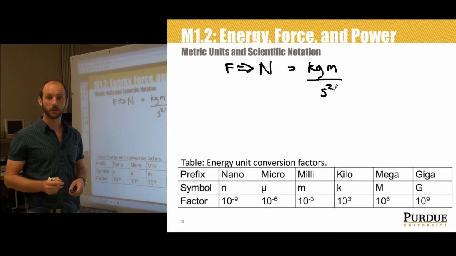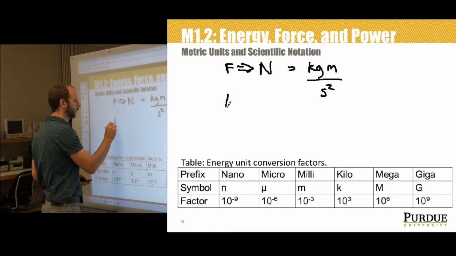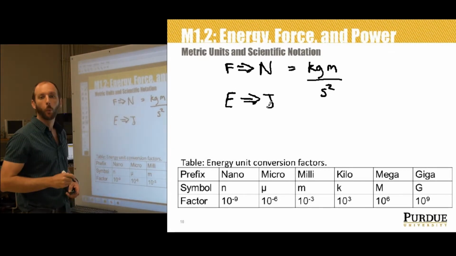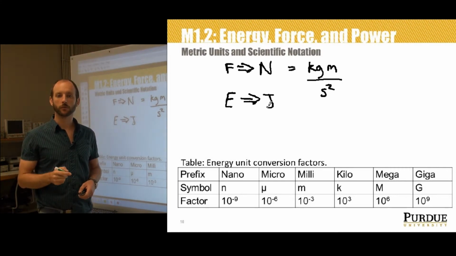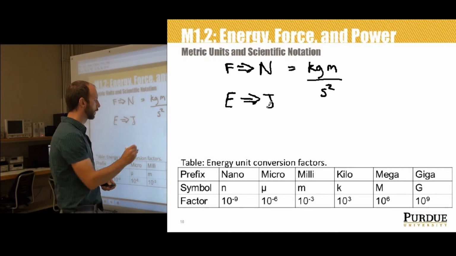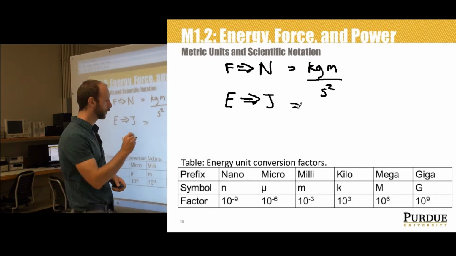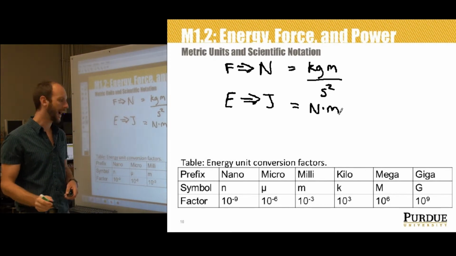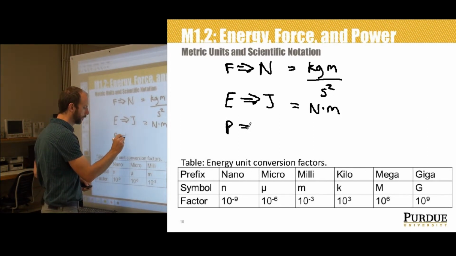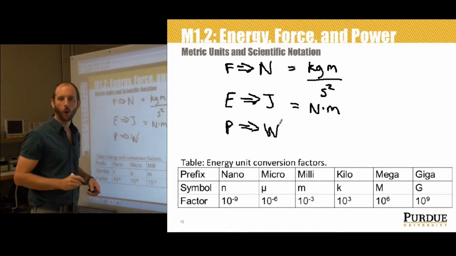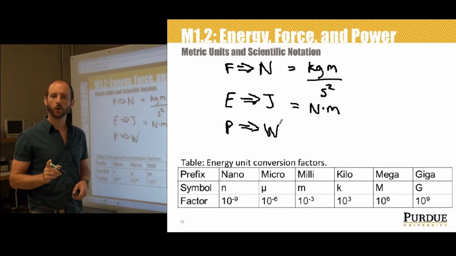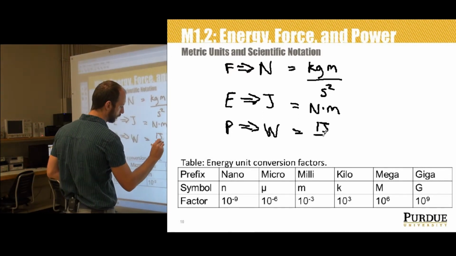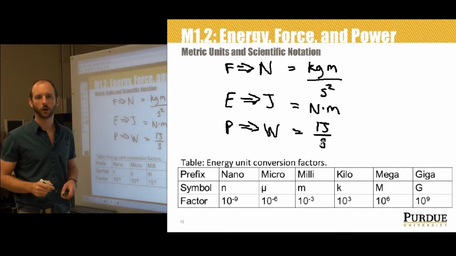The basic unit of energy in the metric system is the joule. One joule of energy is equivalent to the exertion of 1 Newton of force over a distance of 1 meter. It's a Newton times a meter. The basic unit of power is the watt. 1 watt is expended when 1 joule of energy flows in 1 second. So we can see the relationships between all these.